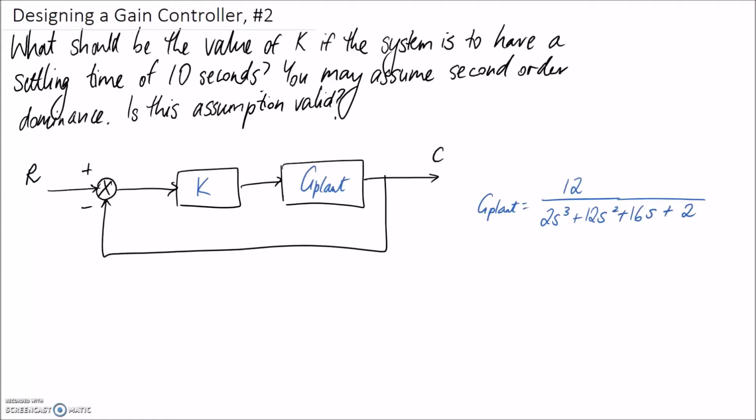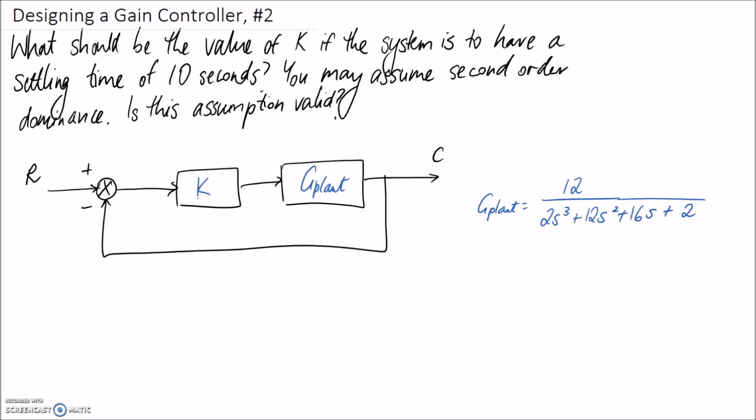So in this question, we're asked to find the value of k, which is the transfer function for the controller, if the system is to have a settling time of 10 seconds. We're allowed to assume that we have second order dominance, but we're asked if that assumption is actually valid.